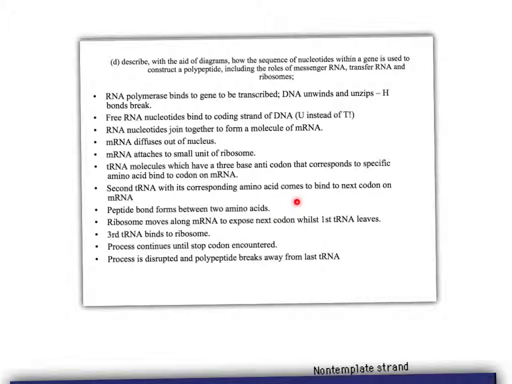That requires ATP. And then the ribosome moves along the messenger RNA to expose the next codon, whilst the first tRNA leaves. A third tRNA binds to the ribosome. The process continues until a stop codon is encountered. The process is disrupted, and the polypeptide breaks away from the last tRNA molecule. Anyway, I hope that is a useful presentation on protein synthesis.